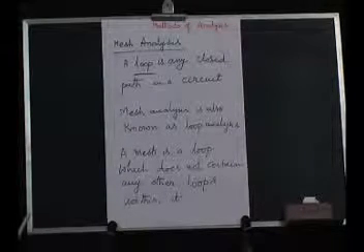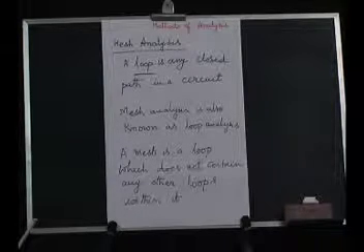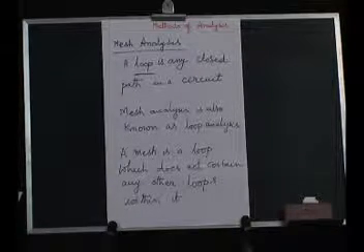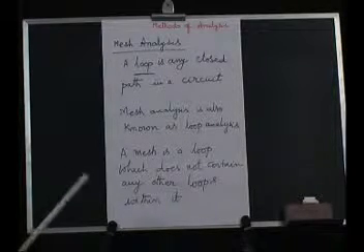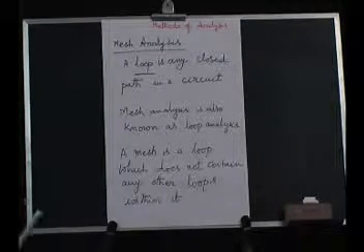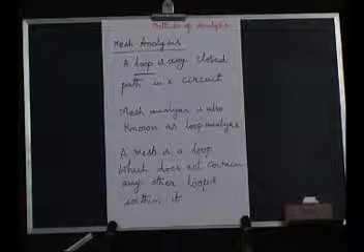For instance, in a particular circuit, there may be 4 loops or 5 loops, but the meshes are limited. The meshes may be just 3 only. So, you have to find out the difference between a loop and a mesh.